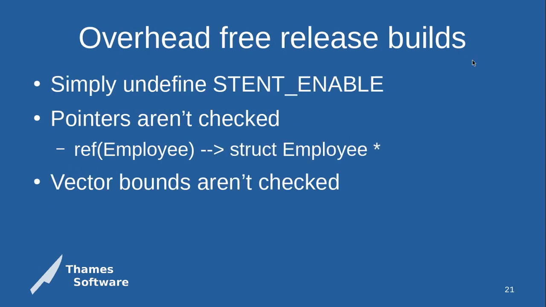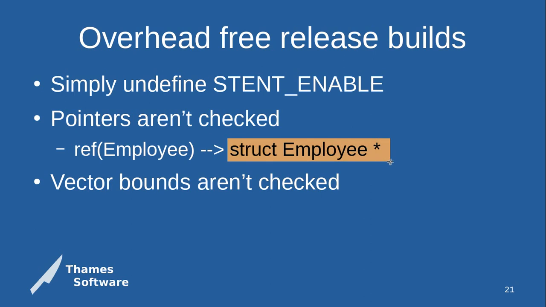So like I mentioned, we have this define. If you undefine STENT_ENABLE, it literally just strips it all out and it's as fast as before. I'll show you a performance test in a sec. Without that, pointers aren't checked, and the macro underneath literally just says a ref employee is just a struct employee pointer. That's literally it.